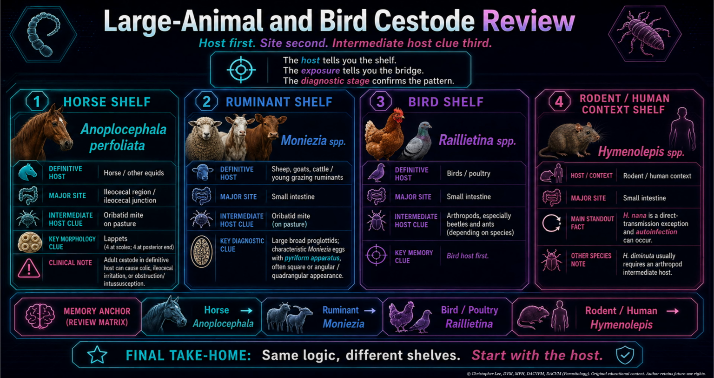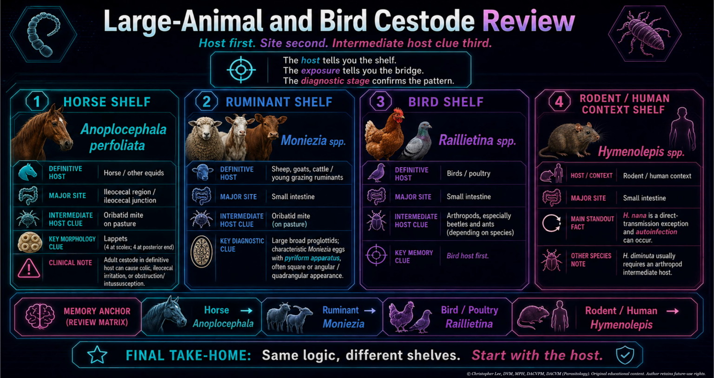In the rodent-human context, remember Hymenolepis nana as the unusual cestode that can complete a direct life cycle and produce autoinfection. For Taenia, remember the host's role. The definitive host carries the adult intestinal tapeworm, while livestock and other intermediate hosts carry larval metacestodes in tissues. Those larval stages can cause the greater clinical or economic damage, including neurologic disease, meat inspection losses, and carcass condemnation.